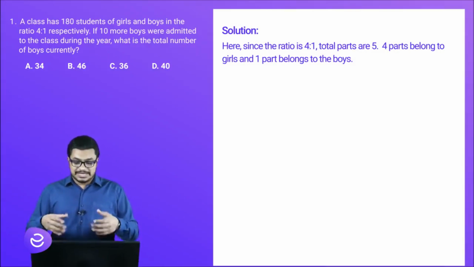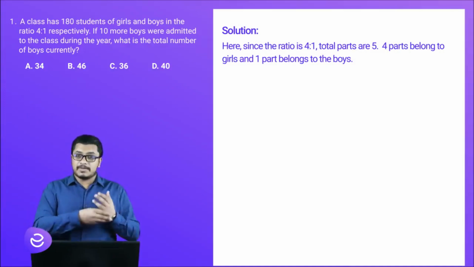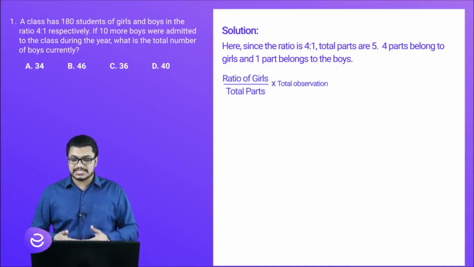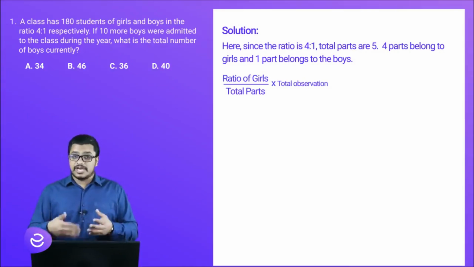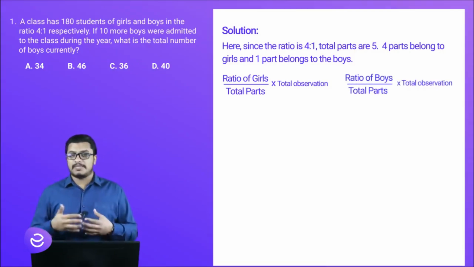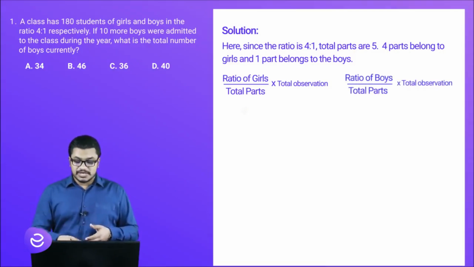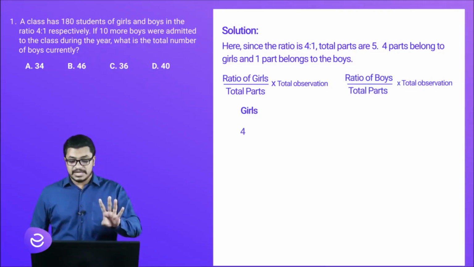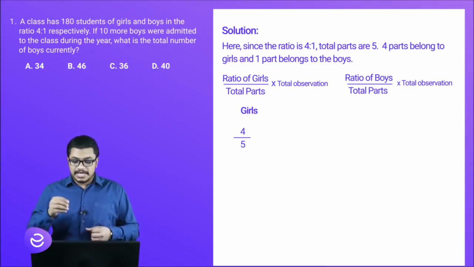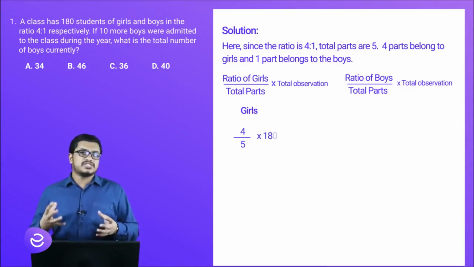Now to solve that, we take the equation as we said before. To find out the number of girls, we take ratio of girls divided by total parts, into total observation. For the number of boys, we have ratio of boys divided by total parts, into total observation. So here the ratio of girls is 4, divided by total parts, that is 5, into total observation, which is 180.